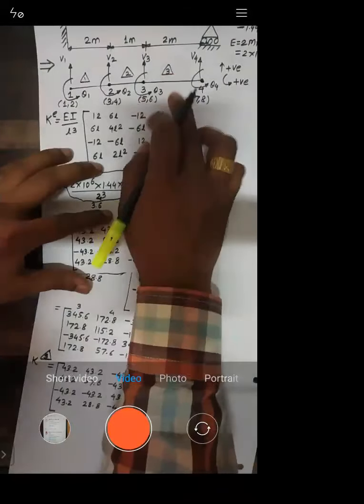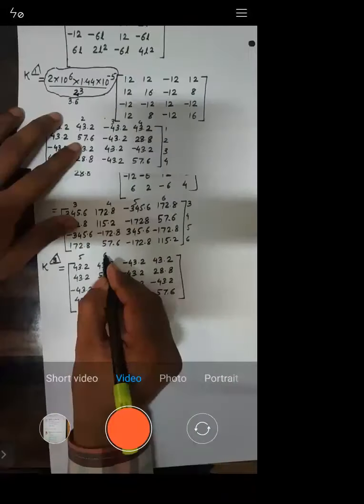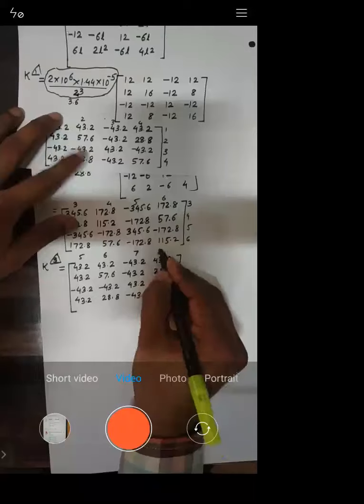But if you see for element number 3, the degrees of freedom are 5, 6, and 7, 8. Right, so put it here, 5, 6, 7, 8. Again, here you have 5, 6, 7, 8. Now we need to form the global stiffness matrices.